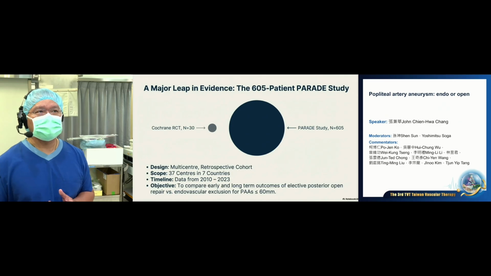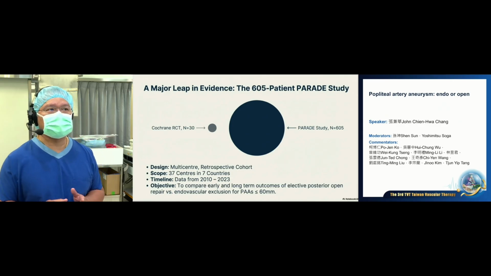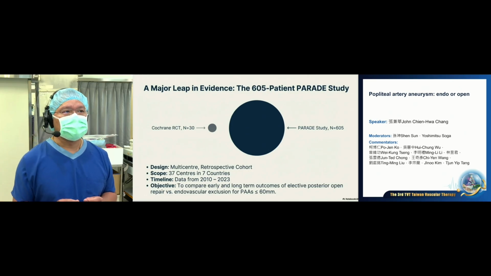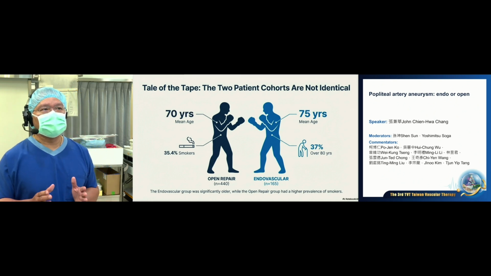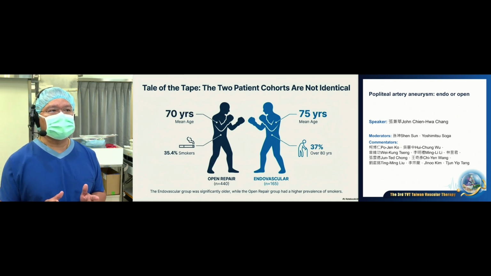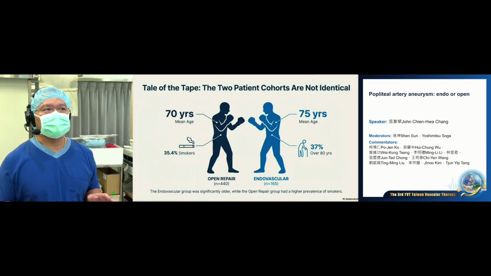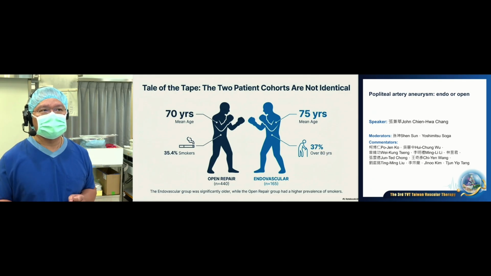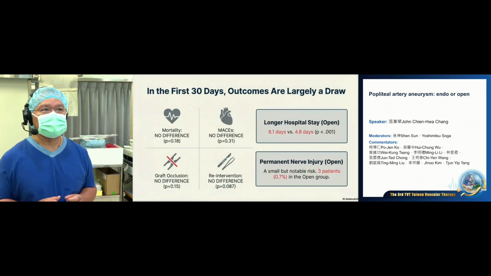Now the PARADE study. More than 600 patients joined this multi-center study. In the open repair group there are 440 patients, and in the endo group 165 patients. The open group patients are younger and more often smokers, and the endo group has more older patients.